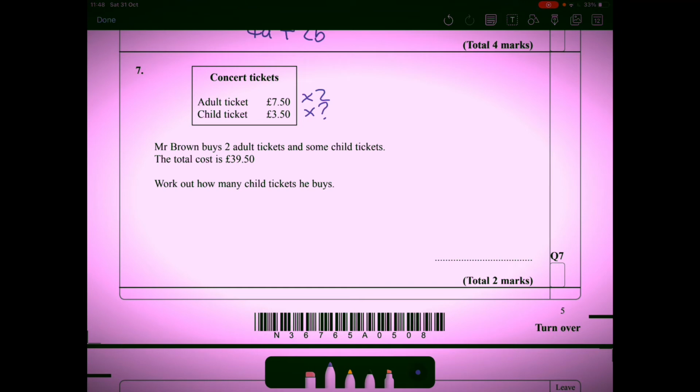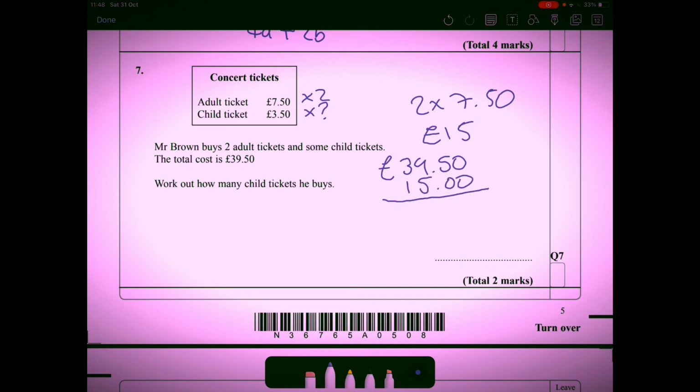We first of all know that he has bought 2 of those ones. So what we've got is 2 times £7.50, so on a calculator that's £15. What we now need to do is subtract that from the total cost. Not going to waste time there, I'm going to quickly plug into a calculator. 39.5 take away 15 is 24.50.